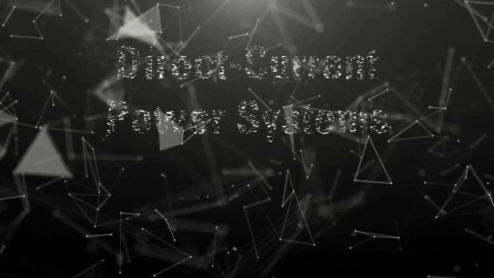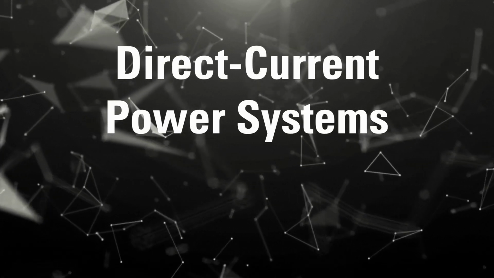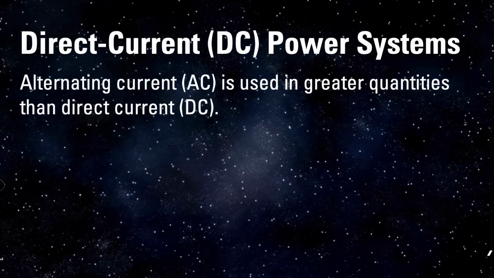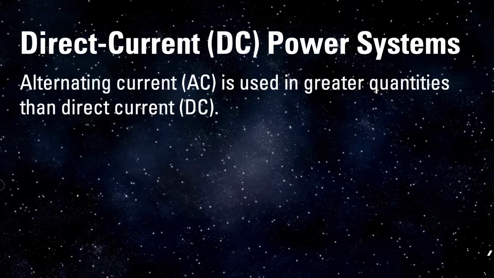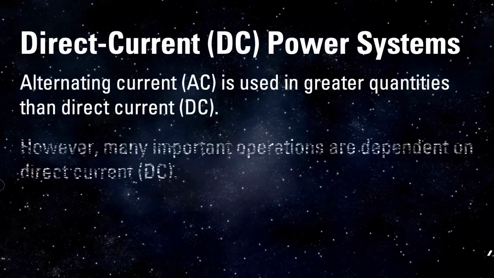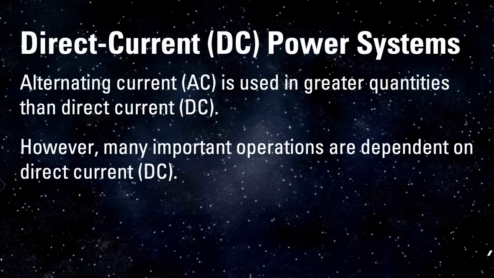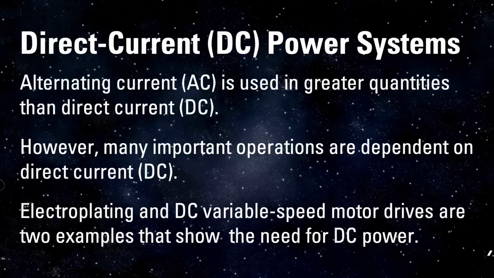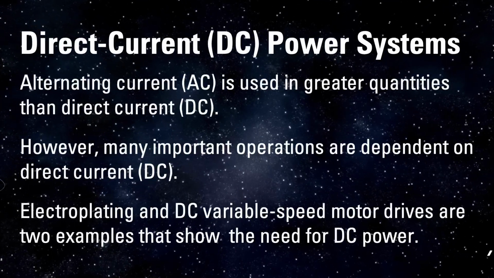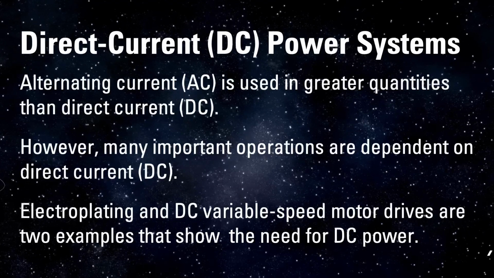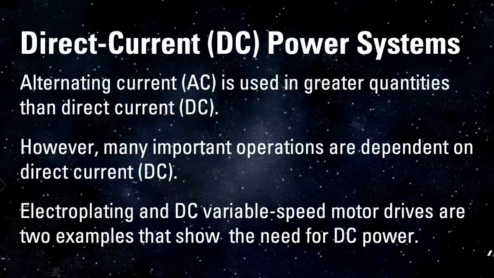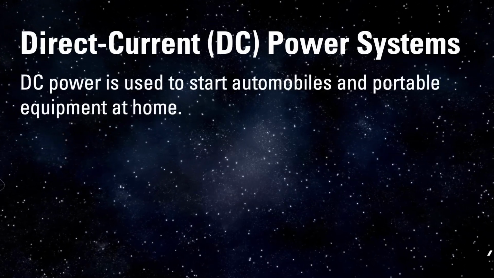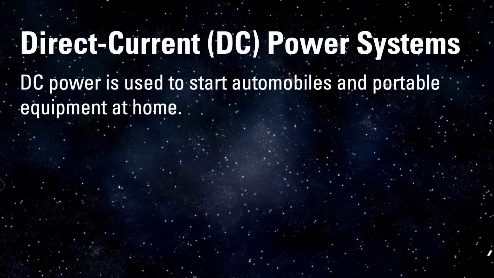We will now discuss direct current power systems. Alternating current, or AC, is used in greater quantities than direct current, or DC. However, many important operations are dependent on direct current. Electroplating and DC variable speed motor drives are two examples that show the need for DC power. DC power is used to start automobiles and portable equipment at home.